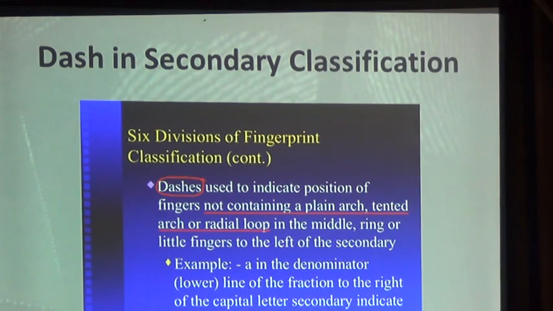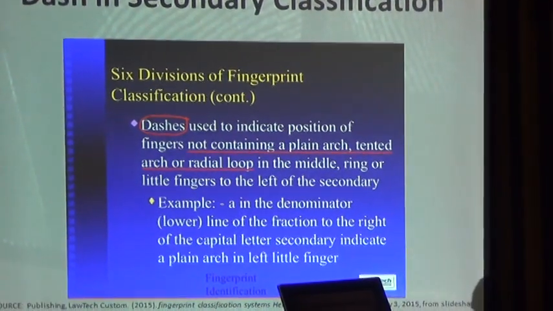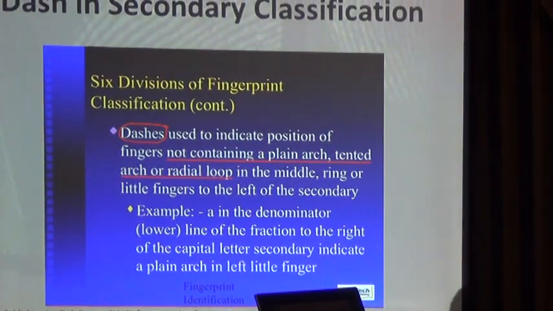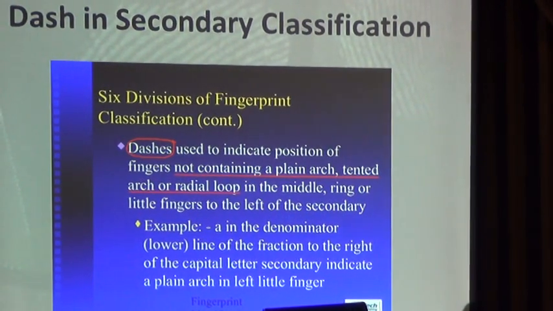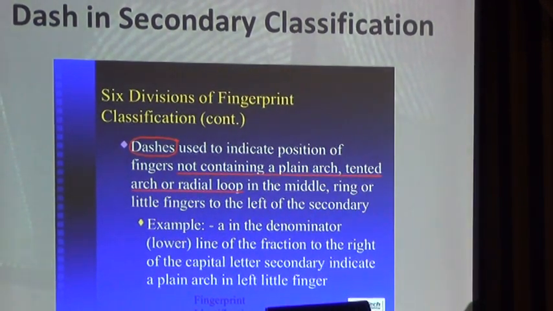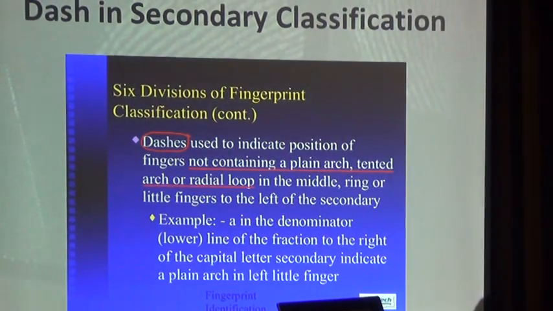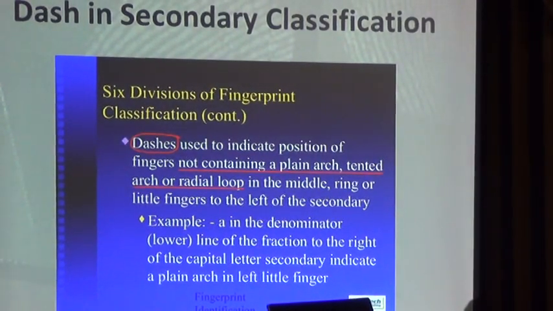That is that particular presentation from a recognized publisher for a lot of IAI books. Dashes are used to indicate positional figures not containing plain R's, blended R's, or rated, in the secondary classification. But there is no mention of other classifications.